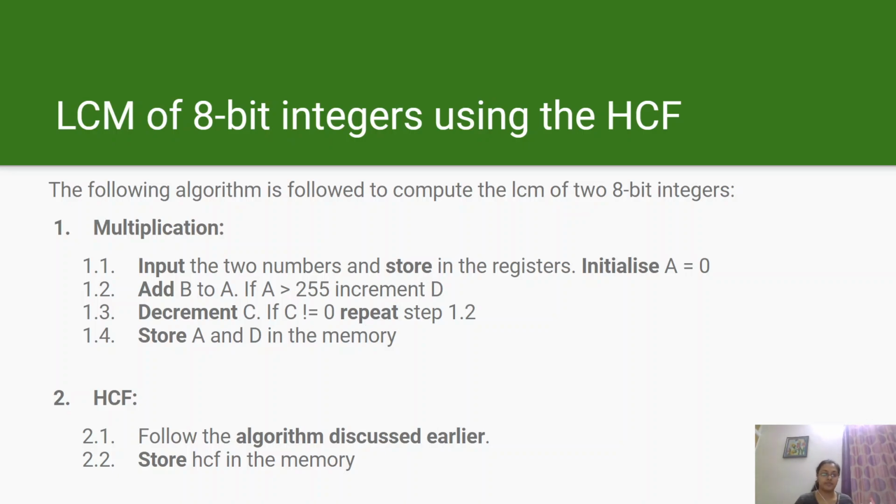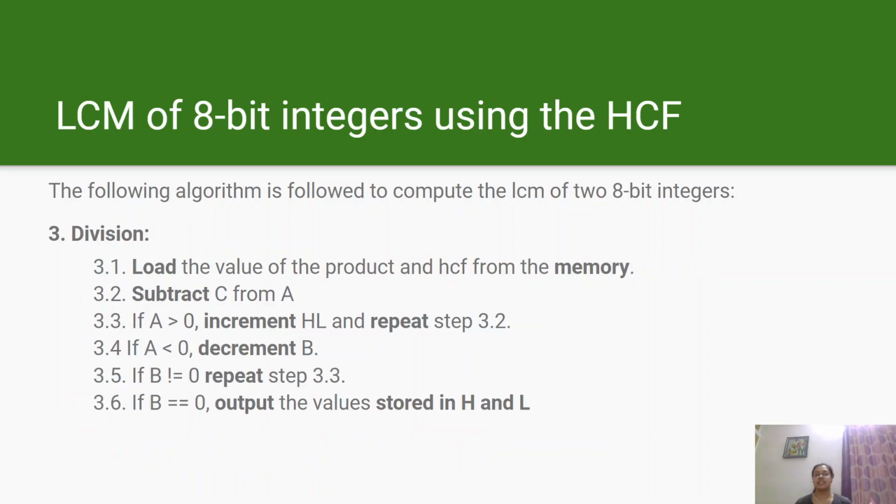So this process would continue till c becomes 0, or basically we've added b an adequate number of times. Then the second step is to calculate the HCF. We will calculate the HCF by using the same method that we discussed while computing the HCF of two 8-bit integers. Then the next is division.